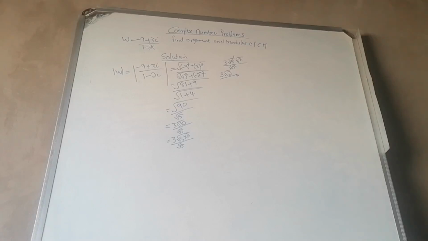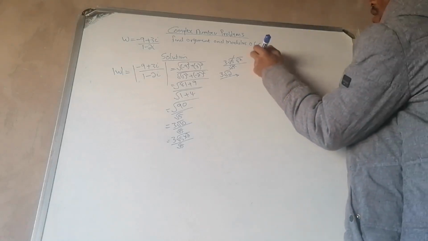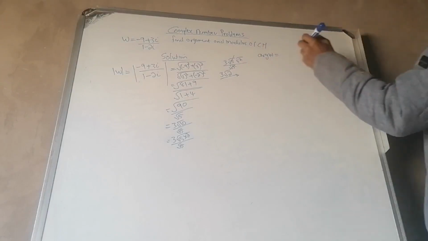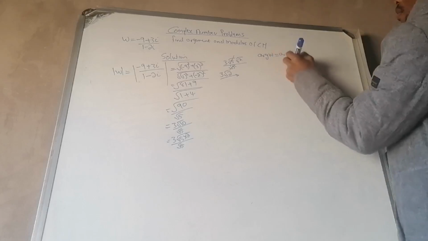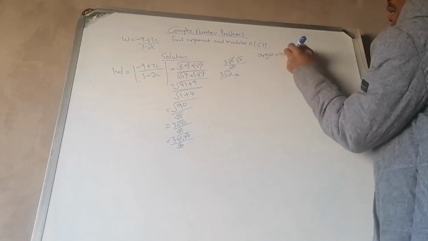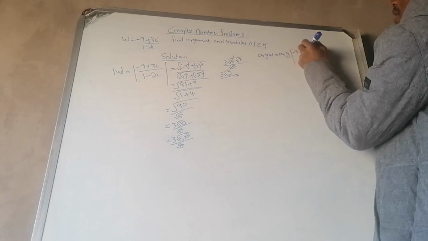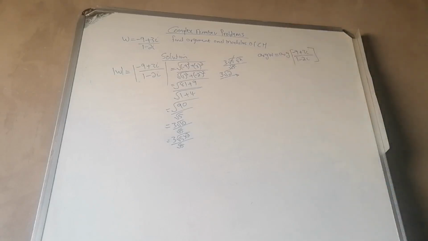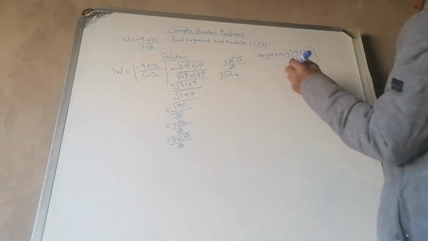And now the question is, how do we find the argument now? How do we find the argument? The argument of what we have there, let's say minus 9 plus 3i all over 1 minus 2i. How do we find the argument, the angle there? Now, the same procedural method can be applied. Remember, we're going to look at the numerator and the denominator at the same time.